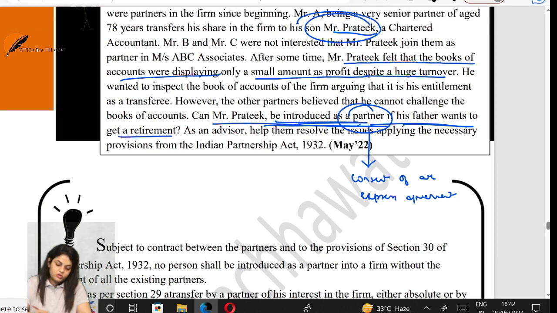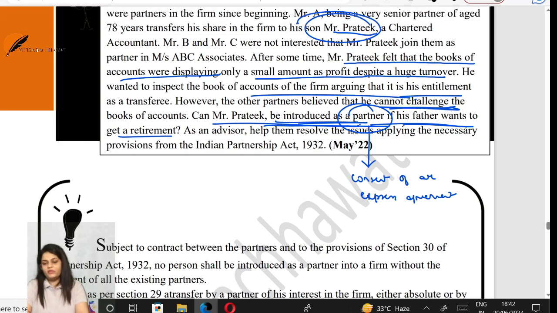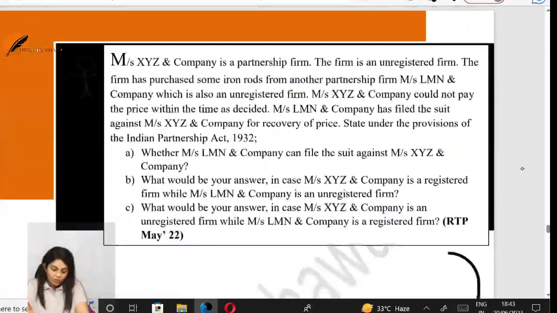Can he check the books of accounts? As far as the transferee is concerned, he is not allowed to check the books of accounts. So he has no right to check the books of accounts, and he cannot claim that right at all.